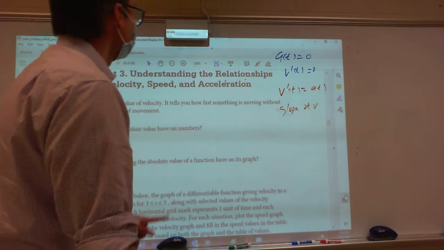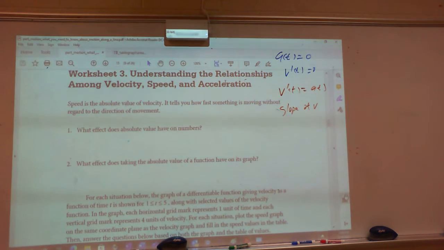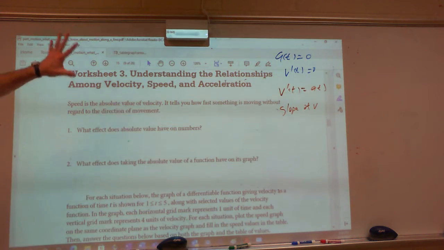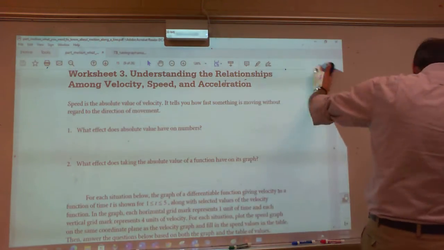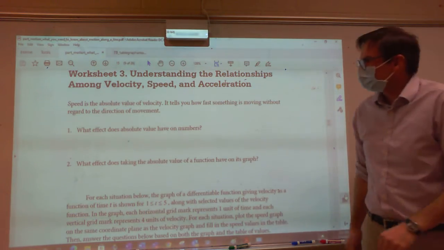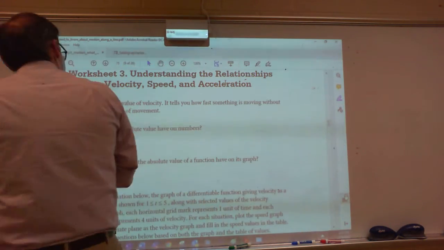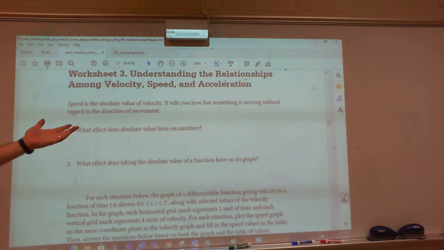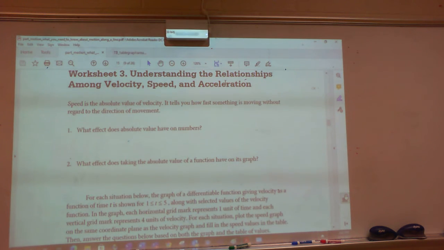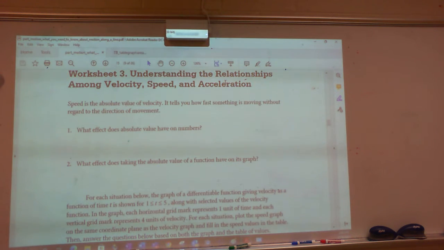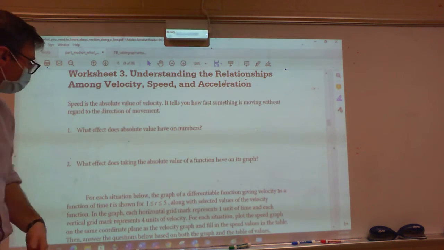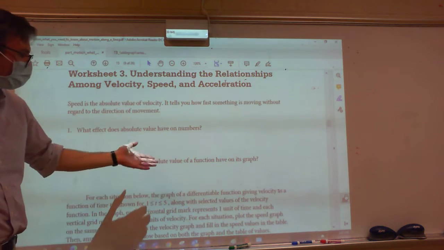All right, and now we get to some new things. That was kind of review. Some new things, not a lot, but some new things. So speed is the absolute value of velocity. It tells us how fast something's moving without regard to direction. Some of these are really silly questions. What effect does absolute value have on numbers? Makes them all positive. What effect does taking the absolute value of a function have on a graph?